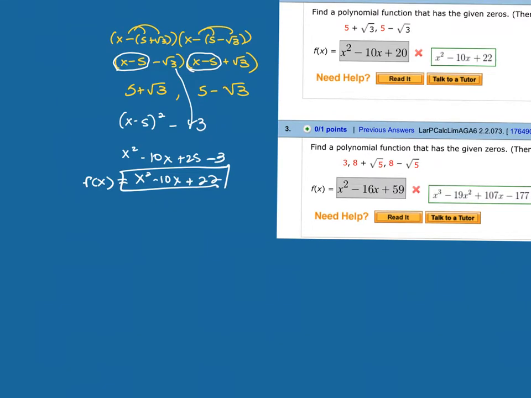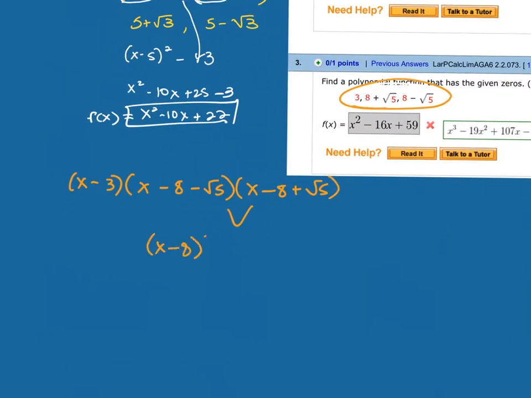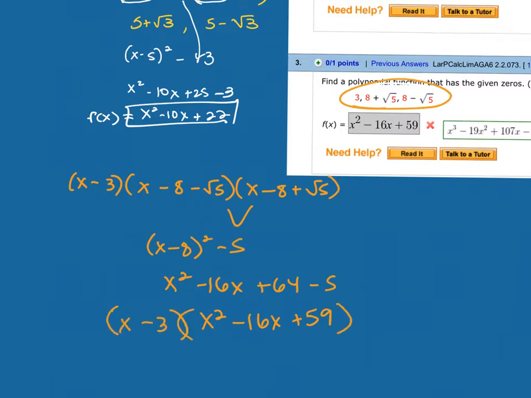Then let's go to the second one. So I'll do the same thing with this one. This time, I've got 2 irrational roots, and then I've got a real root, or a rational root. So I get x minus 3 times x minus 8 minus root 5 and x minus 8 plus root 5. Again, opposite, so I can use the shortcut on these. I do x minus 8 squared minus 5. So I get x squared minus 16x plus 64 minus 5, x squared minus 16x plus 59, and then times x minus 3. So I still have to multiply that one out.